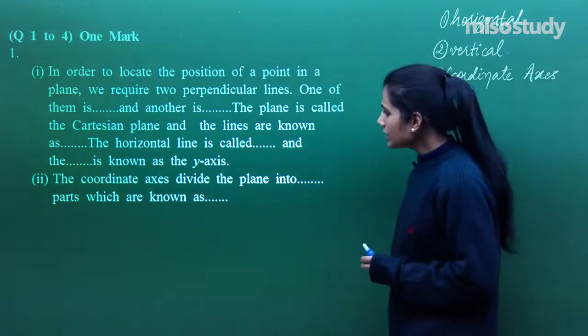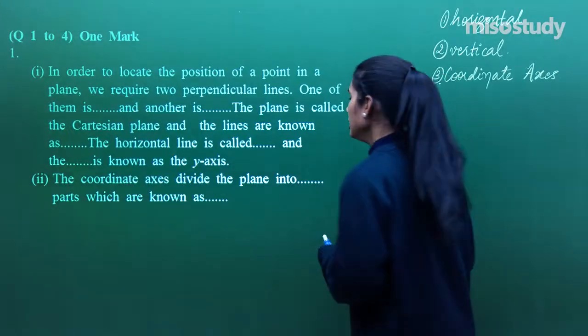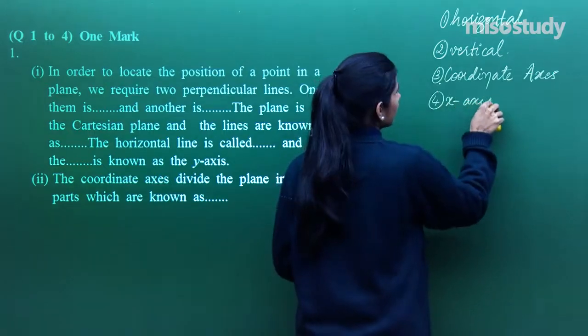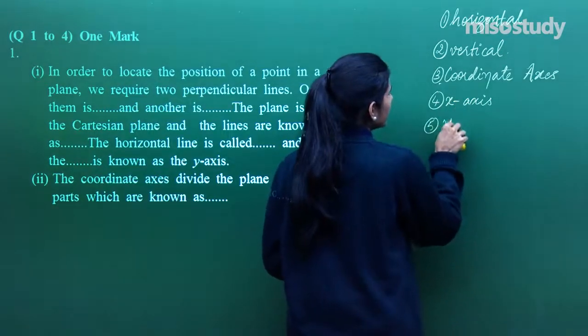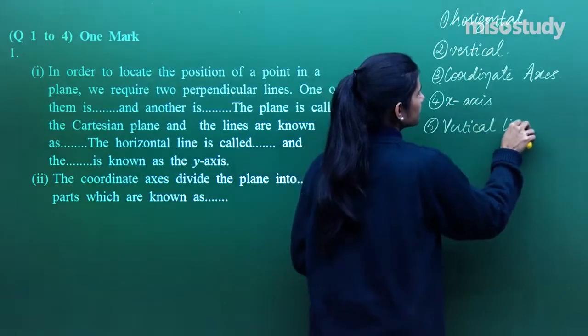Among them, the horizontal line is called dash and the dash is known as the y-axis. The horizontal line is known as the x-axis and the vertical line is known as the y-axis.